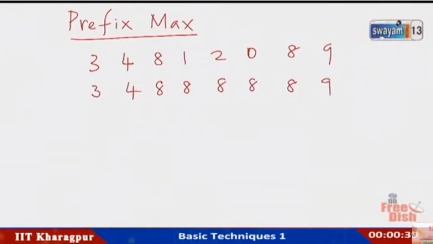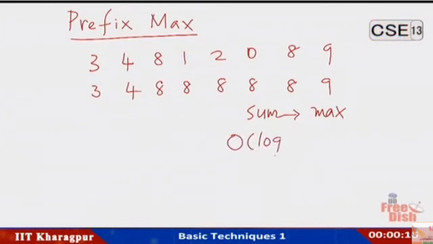So prefix maximum can be computed using an algorithm that is exactly analogous to prefix sums. All you have to do is to replace sums with the maximum of 2 elements. So this problem also can be solved using this binary tree technique in order of log n time using order of n by log n processors.